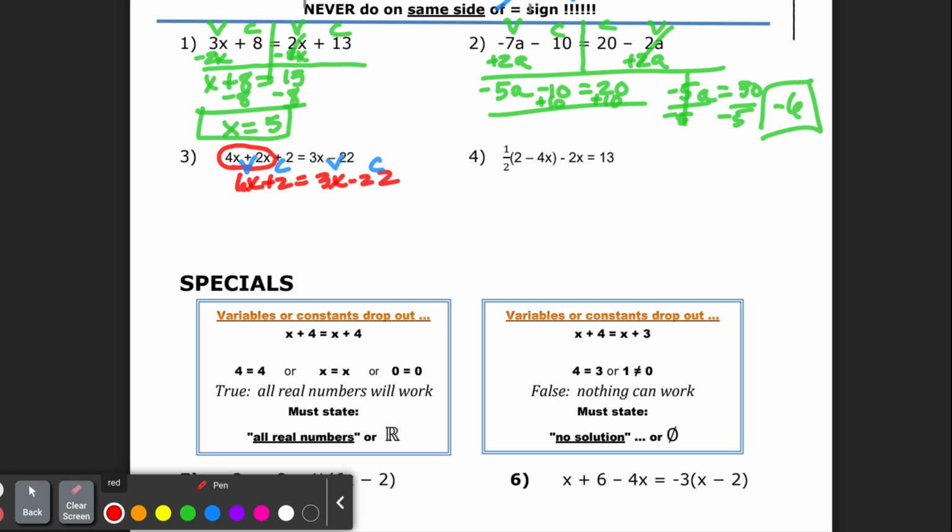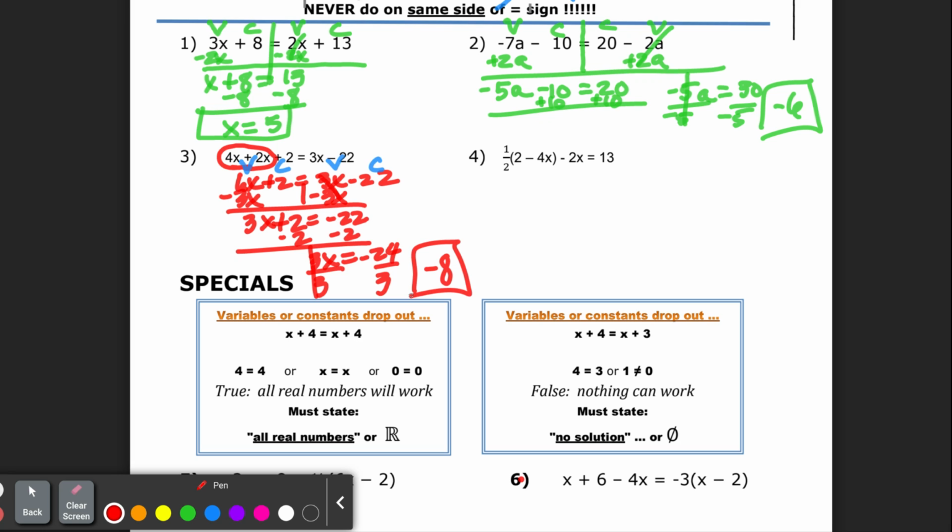So you're balanced. I'm going to subtract 3x, moving my x terms to the left. So I have 3x plus 2 equals negative 22. And then it's just a two-step equation. I'm going to subtract 2 from both sides. So I have 3x equals negative 24. And then divide both sides by 3. So x is negative 8. All right, let's take a look at problem 4.